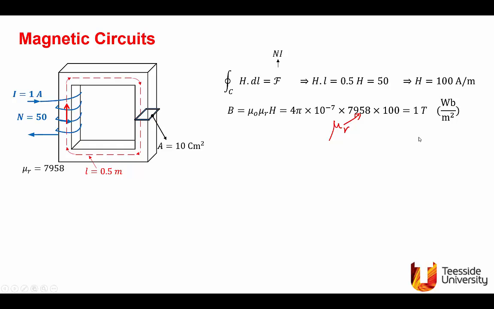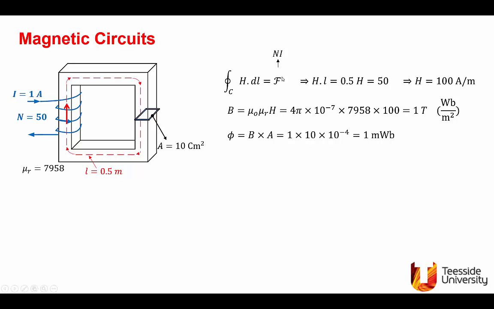Tesla is the unit of flux density, or weber per meter square. Weber is the unit of flux, meter square is the unit of the area. From that, the flux phi is the flux density multiplied by the area perpendicular to that flux. B is 1, A is 10 centimeters square. So in meters, 10 centimeters square is 10 multiplied by 10 to the minus 4. It will give me 1 milliweber, or 10 to the power minus 3 weber. So that's the flux phi.